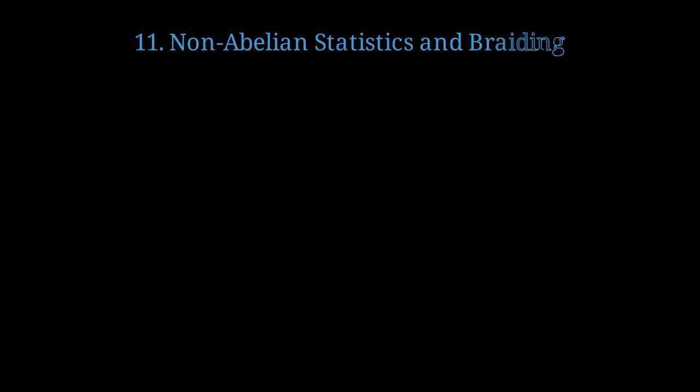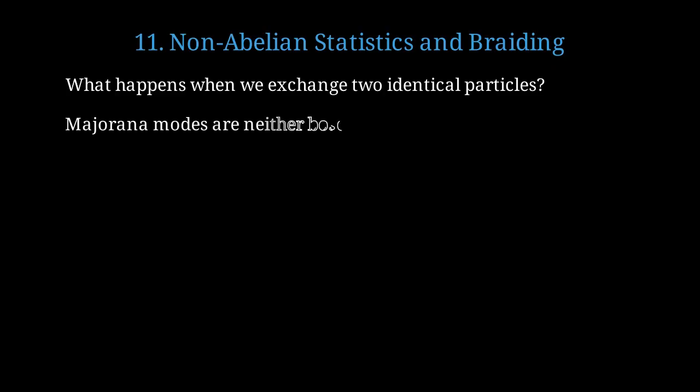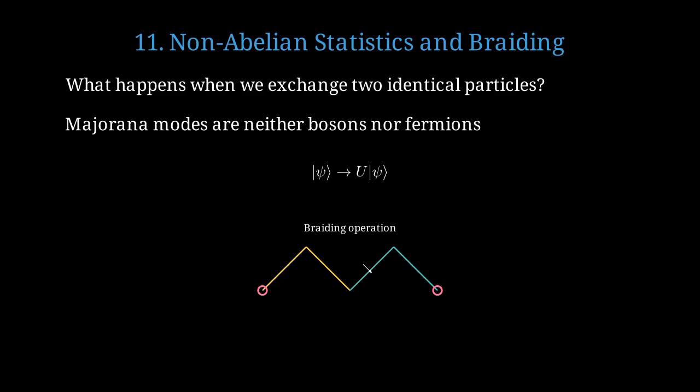Perhaps the most exotic property of Majorana modes is their non-Abelian exchange statistics. In quantum mechanics, exchanging identical particles produces a phase factor. For bosons, it's +1. For fermions, -1. But Majorana modes follow non-Abelian statistics. Exchanging them rotates the quantum state in a higher dimensional Hilbert space. After braiding Majoranas, the state transforms as psi goes to U times psi, where U is a unitary matrix, not just a phase. Here we see a space-time diagram of two Majorana modes being braided. Their world lines wind around each other, implementing a quantum gate.